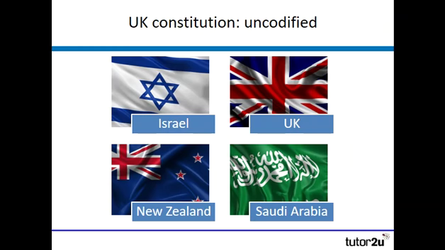The second feature of the UK Constitution that we're going to take a look at is the fact that it is regarded as uncodified. Now, a codified constitution is one that is written in one single document. The UK's constitution is uncodified. It is not written down in one place.